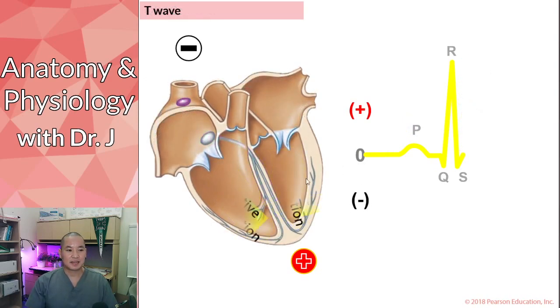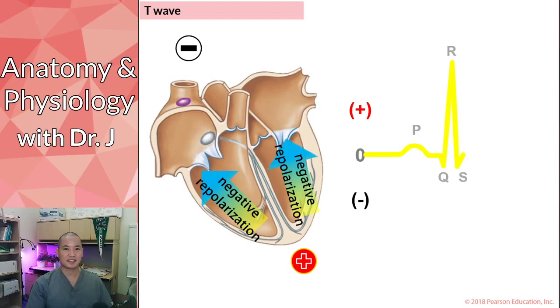Now the thing is that you have to reset it. Remember, it's a cardiac cycle. We had the atria contracting, doing atrial systole. We had the ventricles contracting, doing ventricular systole. You have to reset the whole thing again.